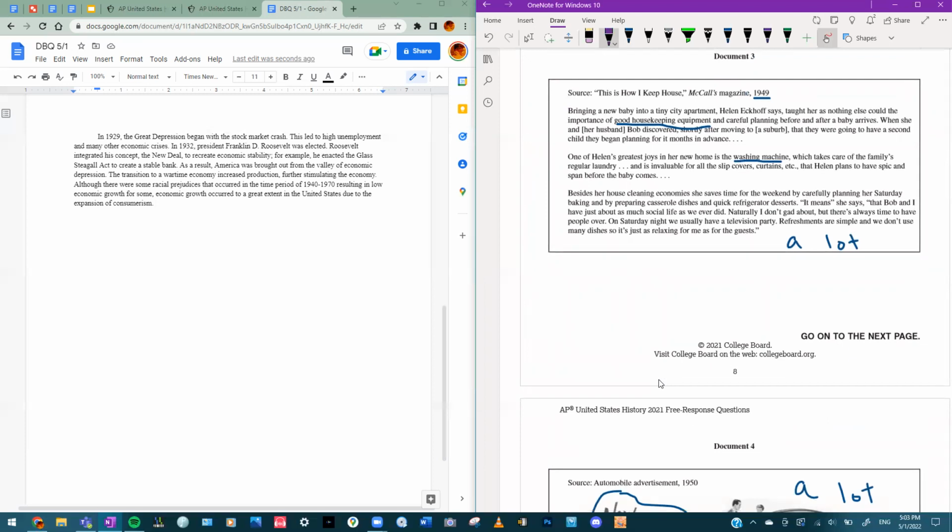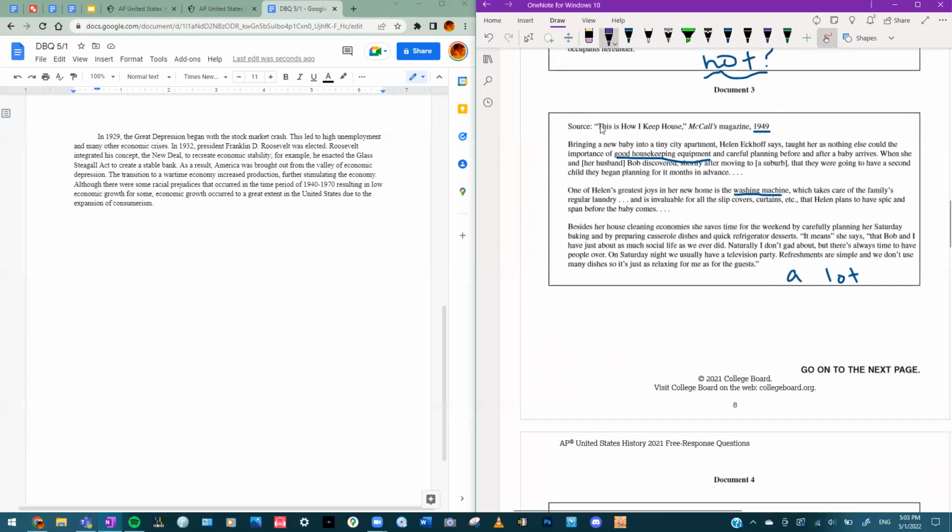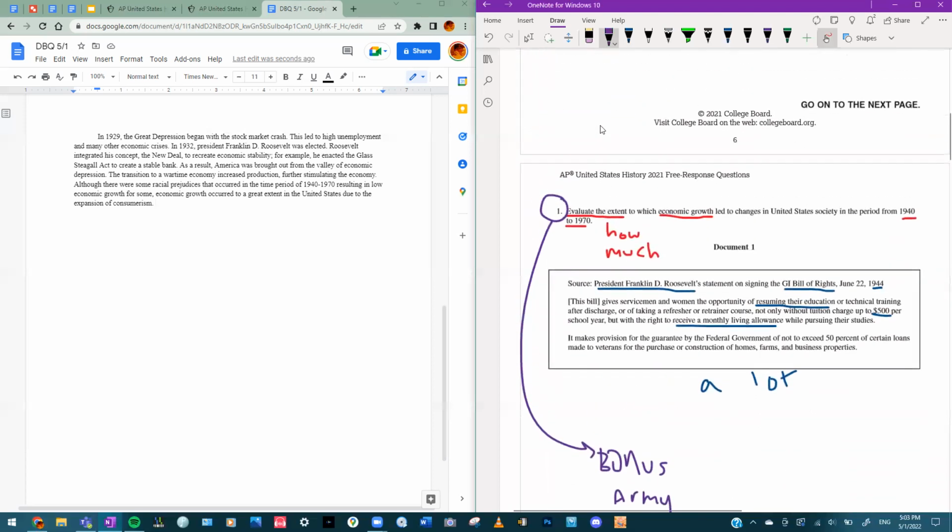This is how I keep my house. Okay, we can do this one. Oh, sorry, I circled the wrong thing. So hang on, I have to pause this for a second.